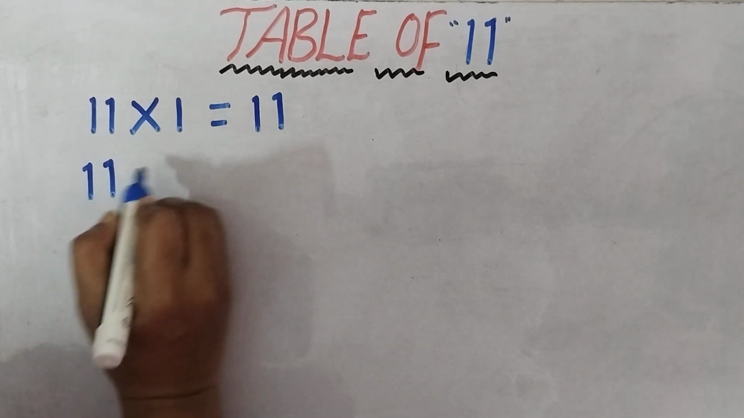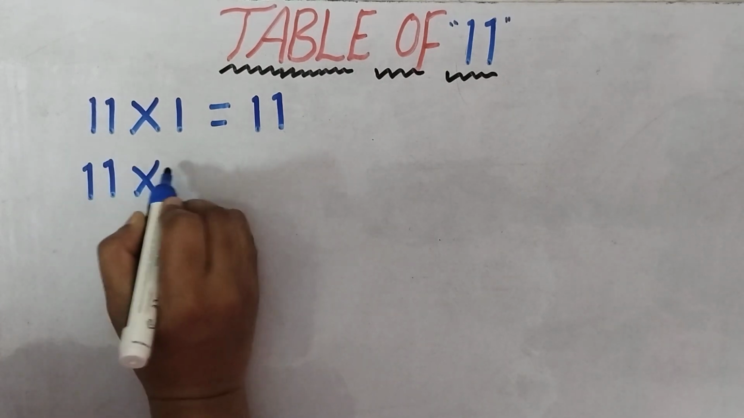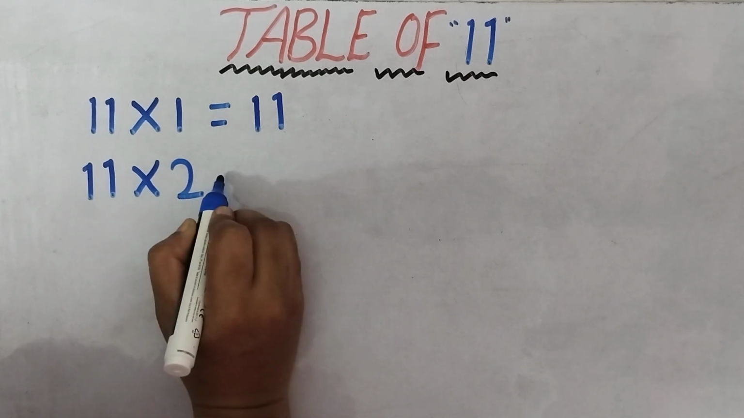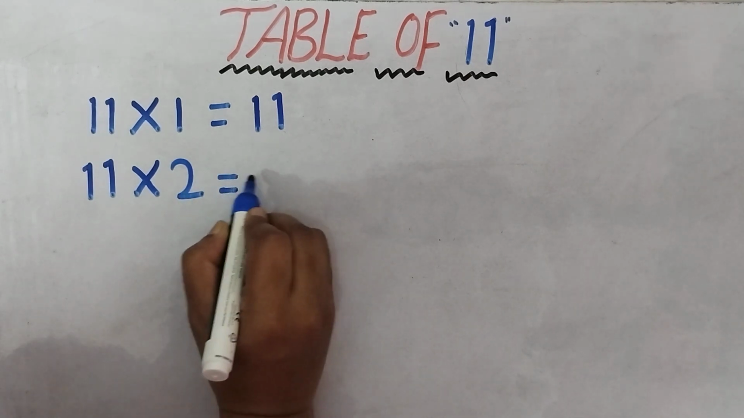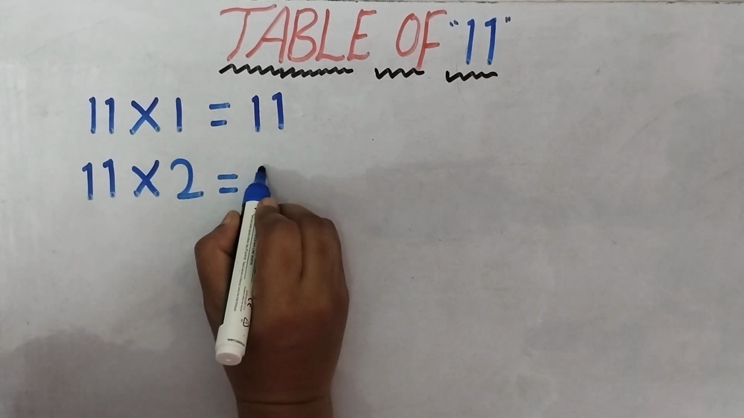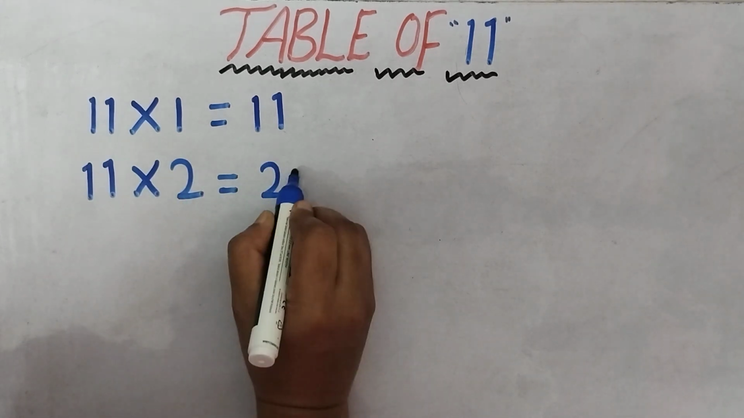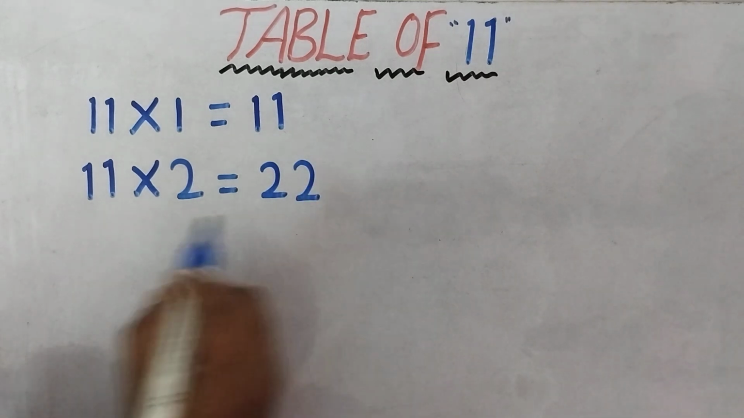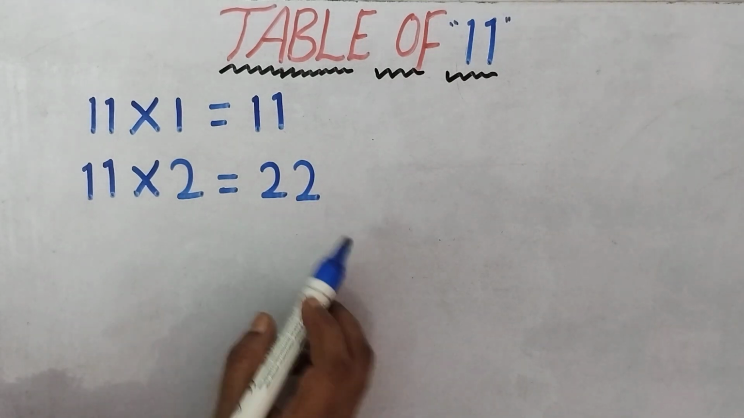11 into 2 is equal to 22. 11 twos are 22.